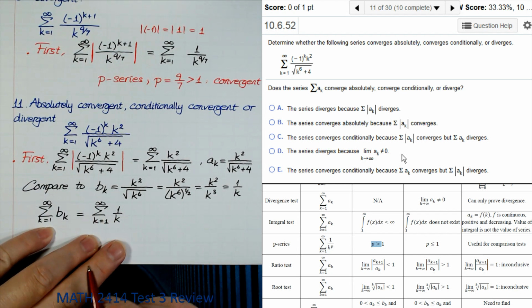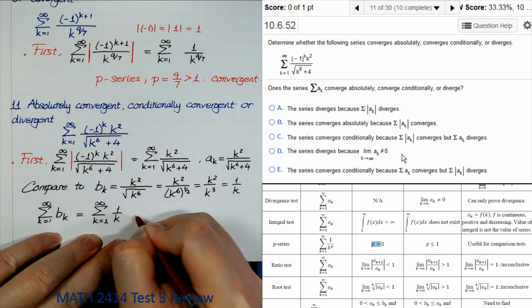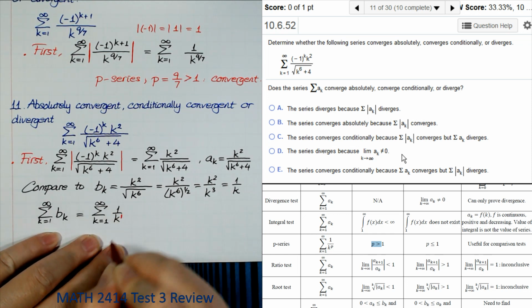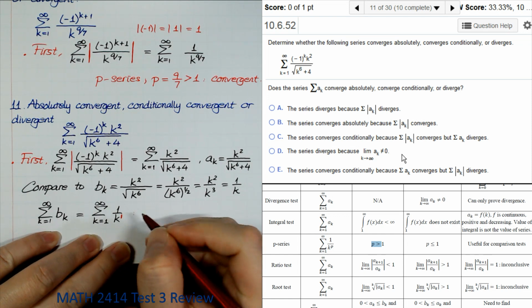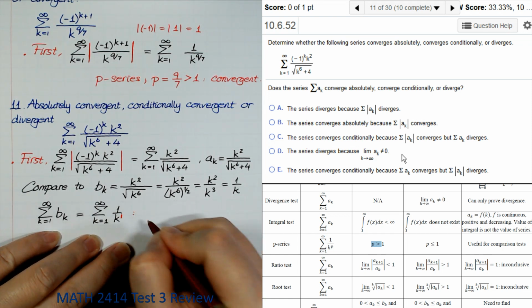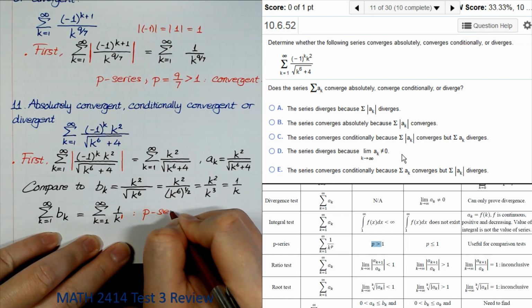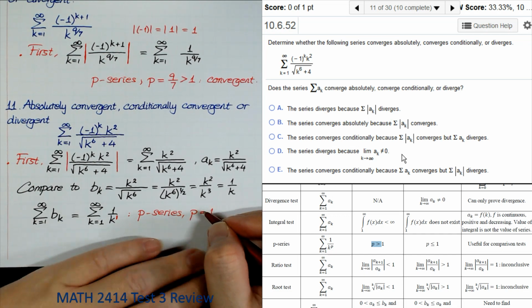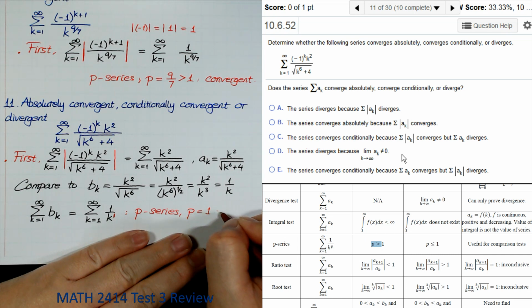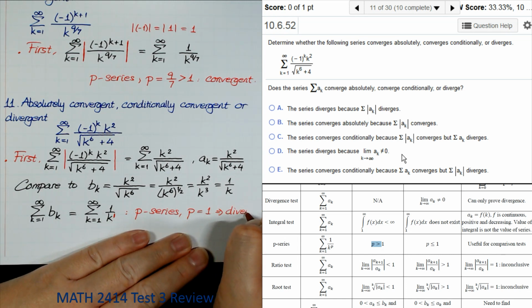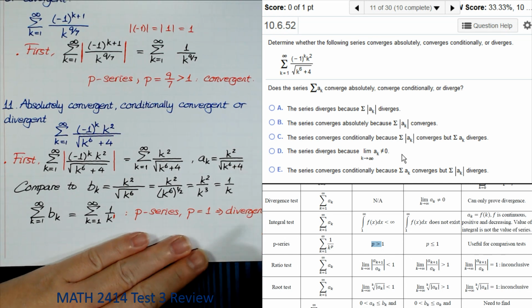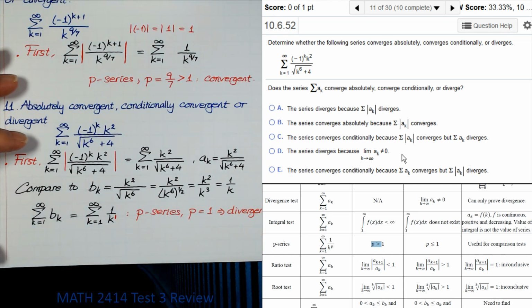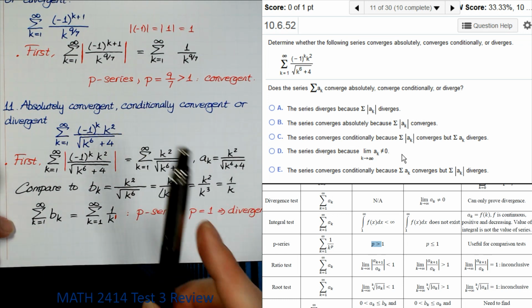This series is a p-series where p equals 1, or what we call the harmonic series, which is divergent. So b sub k is divergent, so a sub k is divergent also.